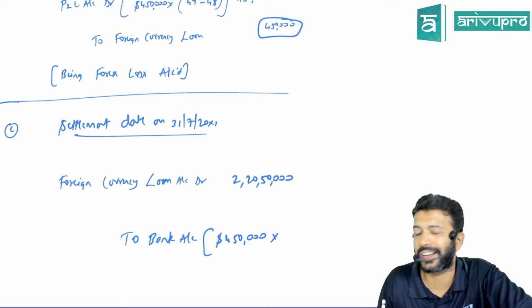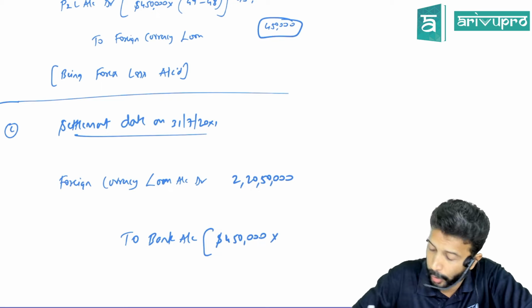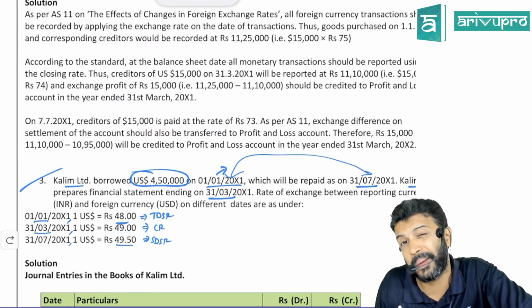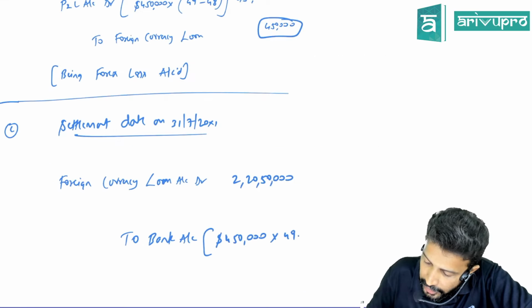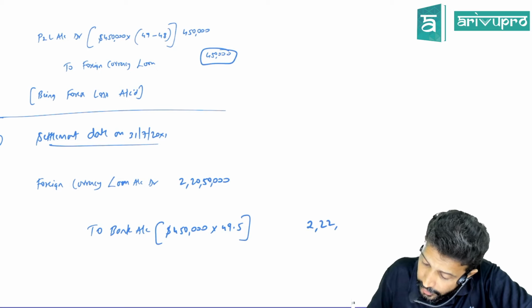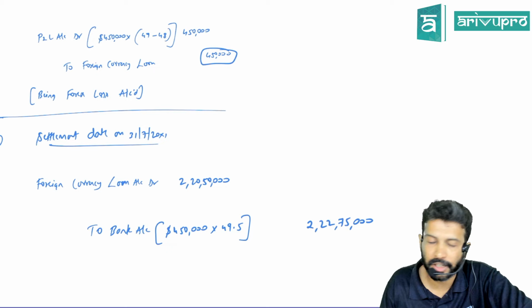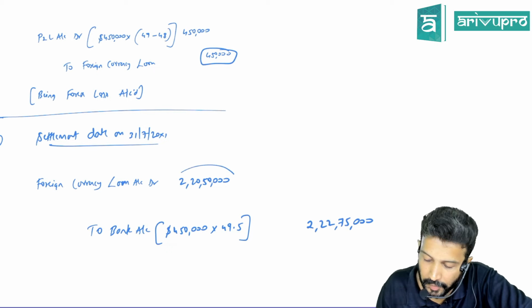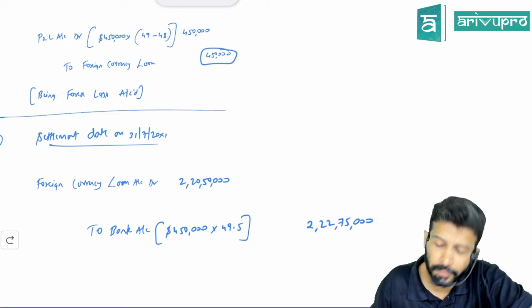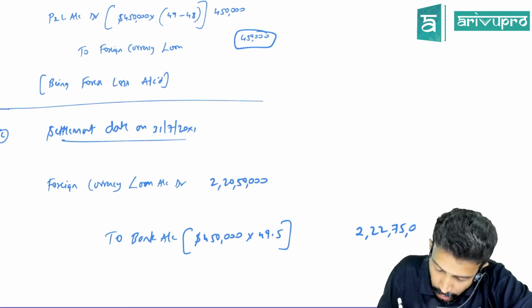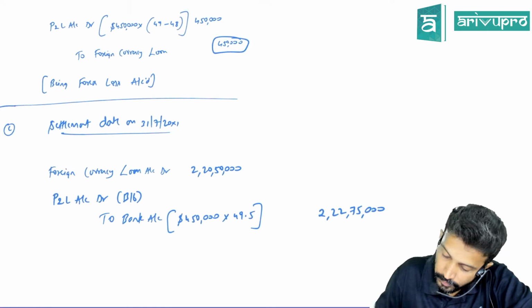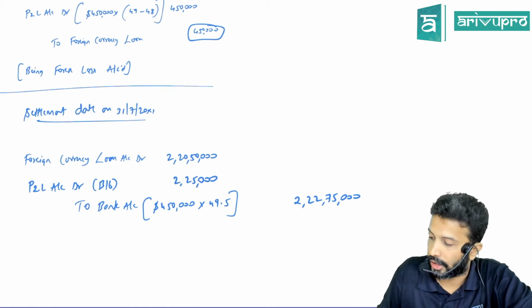This is a settlement. All settlements are recorded at the settlement date's spot rate. Settlement is 31st July. On 31st July, $1 is equal to 49.5. So $4.5 lakh, how much? 2 crore 22 lakh 75,000. That means sad or happy? Sad. We thought we will pay 2.2 crore, but we ended up paying 2.22 crore. So something extra. So it's a case of forex gain or loss? Loss. Transfer to where? To the P&L account. How much is that? We'll arrive at it as a balancing figure: 2,25,000. That is your forex loss.